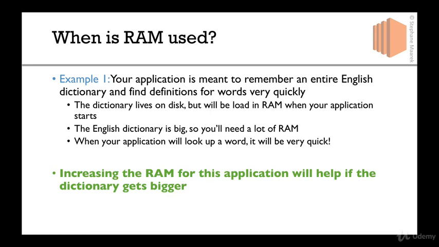So in this application, which is pretty simple and pretty dumb, increasing the amount of RAM will help only if the dictionary gets bigger, okay? If you have too small a RAM, the dictionary cannot fit in the RAM, and you'll get an out-of-memory error. And if the dictionary gets bigger over time, you will need more RAM over time. So this is a really good use case showing when RAM is used.